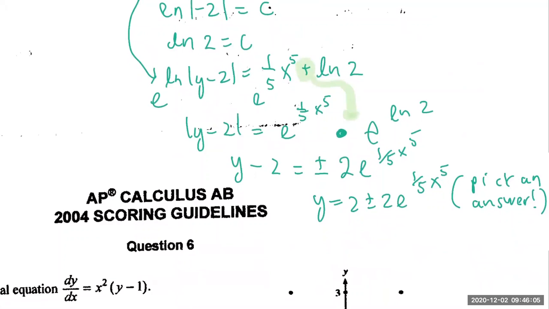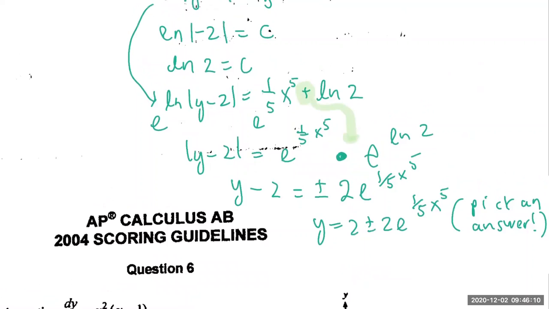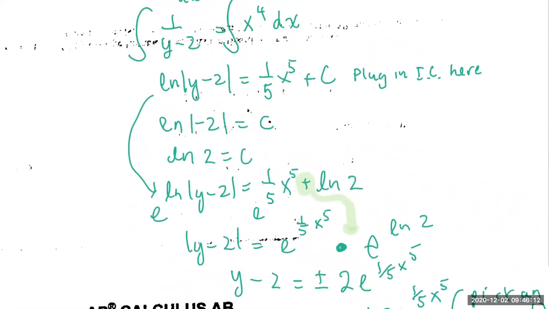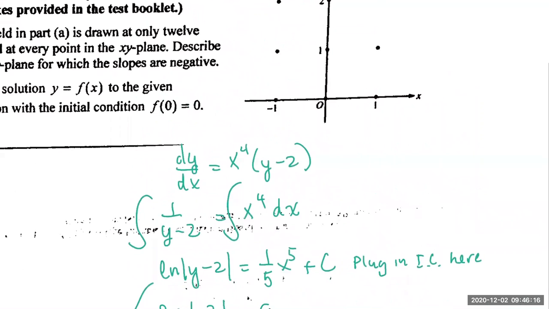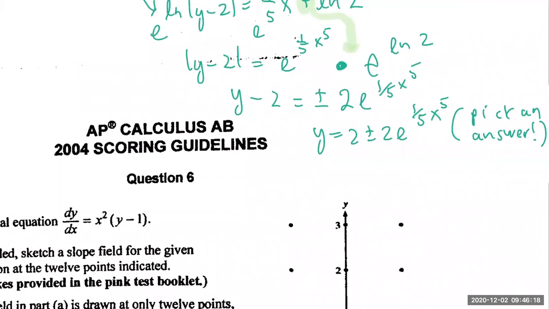Someone asked, do I have to pick a solution? You do, because only the negative one fits the initial condition at the start. The initial condition being it has to go through (0, 0). And the only way that happens is 2 minus 2 works. So your final answer should be 2 minus 2e to the 1/5 x to the 5th.